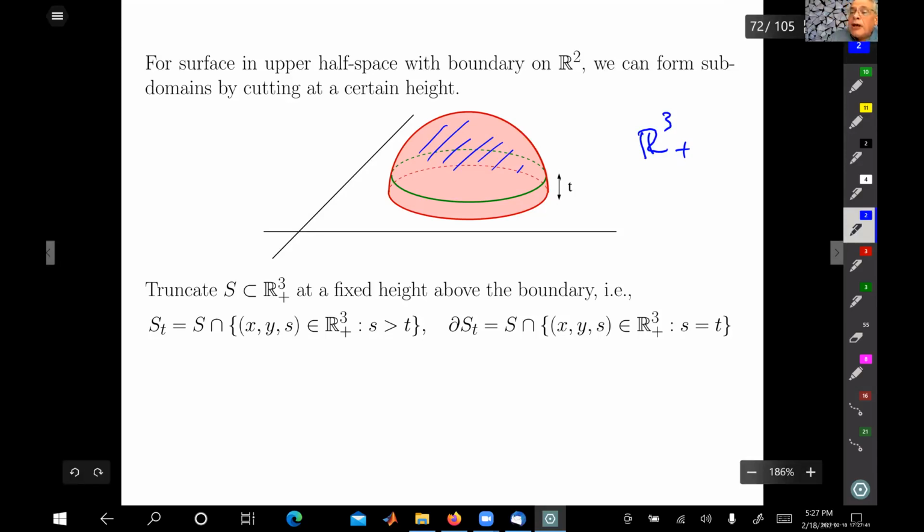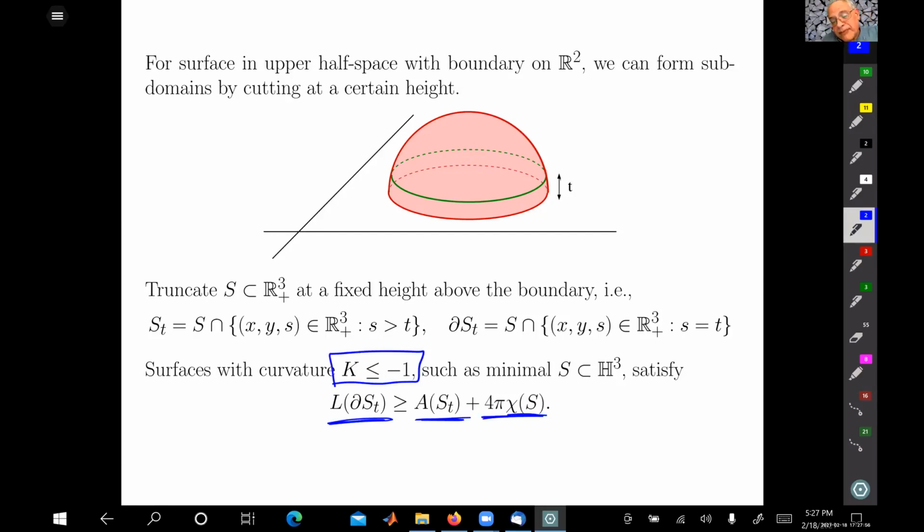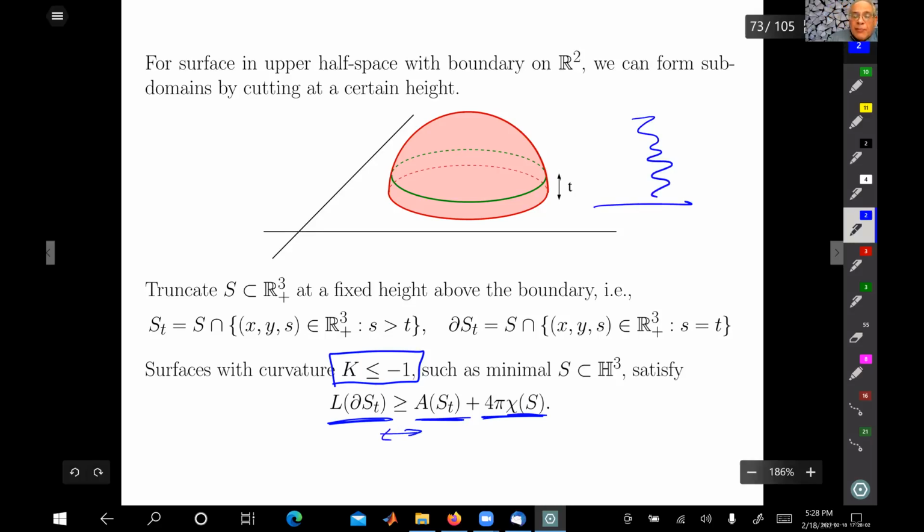So it makes sense to talk about the length and the area of that boundary to compare which one is bigger. And because we're in negative curvature, because it's a minimal surface, the curvature is less than -1, there are isoperimetric inequalities for such surfaces. And they said the length is always bigger than the area plus a topological factor, 4 pi times the Euler characteristic. Okay. And so if the surface is kind of wiggly, it has some curvature, this gap can be pretty big. But for the half plane, where it's as flat as possible, for a hyperbolic half plane, in fact, this is sharp. Okay.